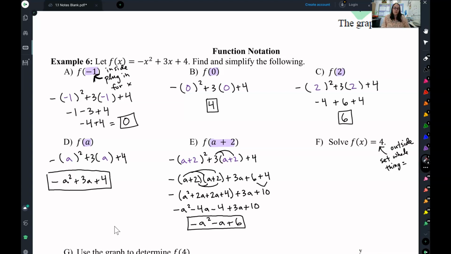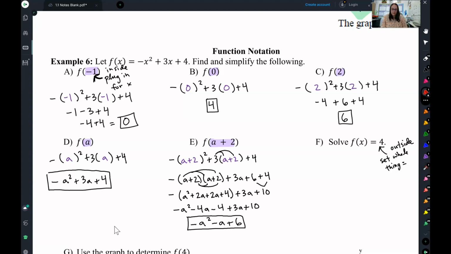Now, on those 3, if you made any sort of mistakes, it may have happened because you didn't do the parentheses. I know that's a very little thing, but if you get in the habit of putting parentheses anytime you plug something in, it will help you avoid a lot of common mistakes. Now, this one, we plugged the a plus 2 in for the x's. So far, so good.